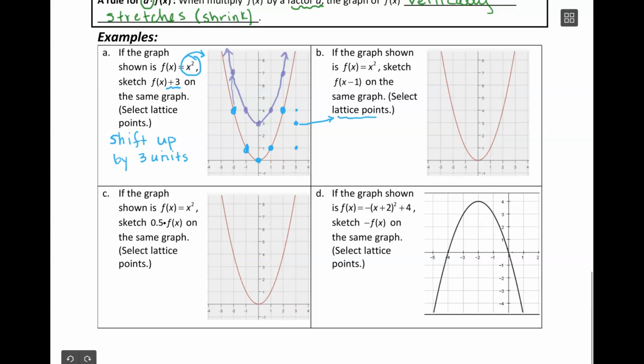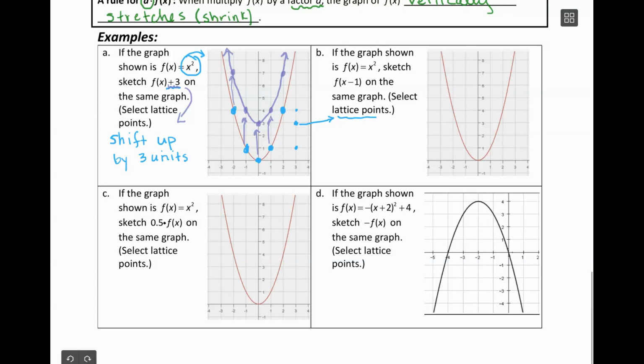So let's review what we just did. We inspect it to figure out what kind of transformation we are going to do. We're going to write out what we want to do: we want to shift up by 3 units. I find some good points on my graph, points that are at lattice points, and then I shift all 5 of those points up by 3 units, and now I've transformed my graph.